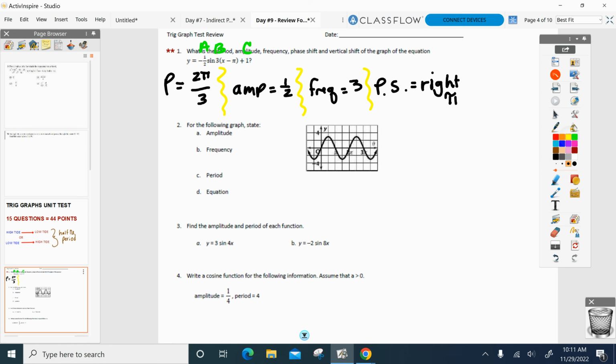And then the last one, vertical shift. That is outside, and that follows the rules. You just follow the rule. +1 tells me up 1. Don't tell me +1. Tell me up 1.